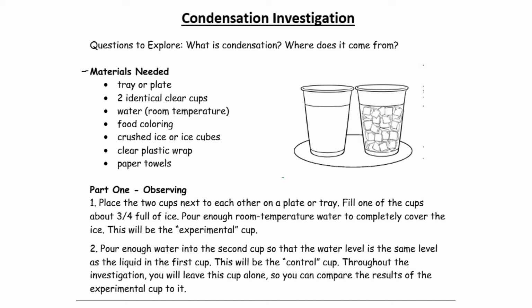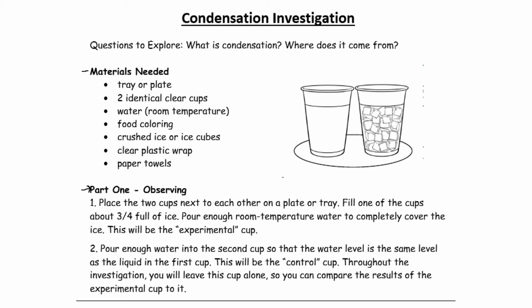And here you can see where part 1 begins, and it's going to tell you what to do to get the investigation rolling. So you're going to place those 2 cups next to each other, and you're going to fill one of the cups about 3/4 full of ice, and then pour room temperature water to completely cover the ice. And then this will be your experimental cup.